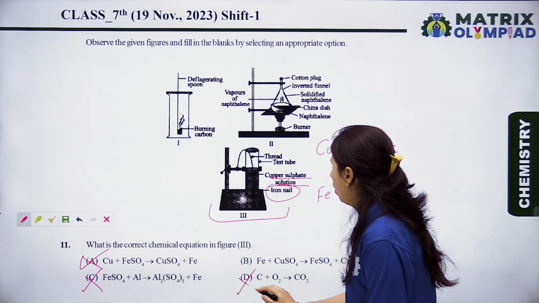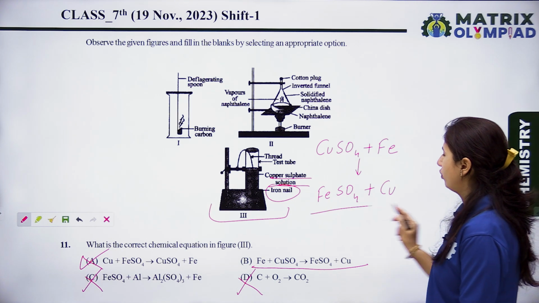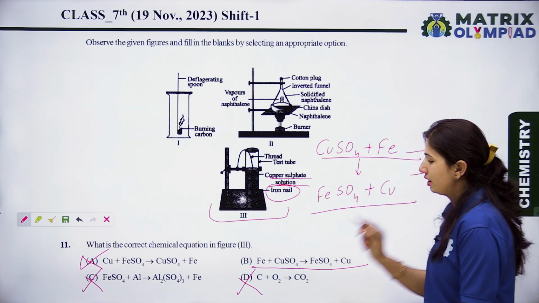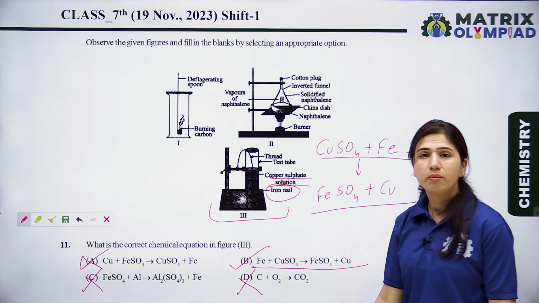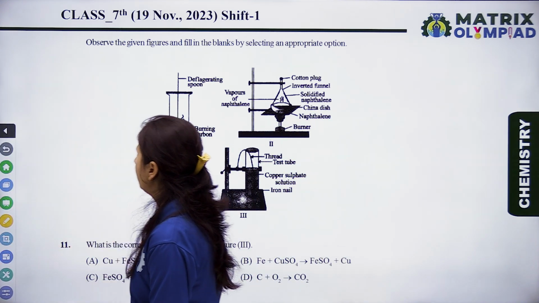Now let's see option B. In option B, Fe plus CuSO4 gives FeSO4 plus Cu. It means it's a right option. So option B is the right option for this question. Now let's see the next question.